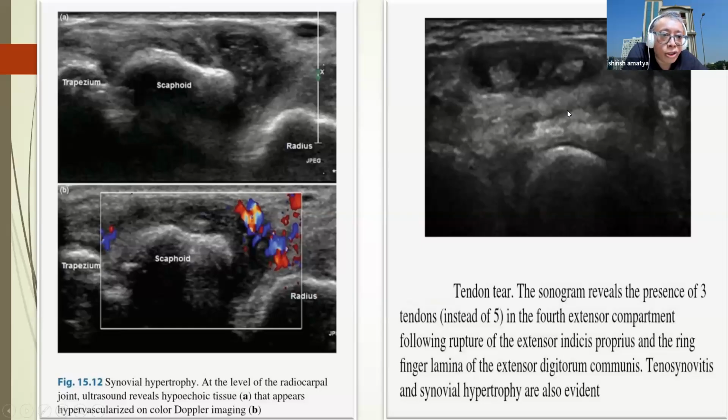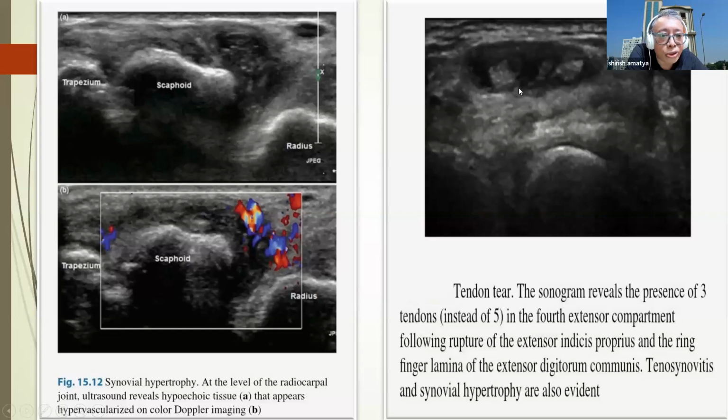So on the right side of the ultrasound picture, you can see the sonogram of the fourth dorsal compartment. As Sir has said, there are 5 tendons in the fourth dorsal compartment, but here you can see only 3 tendons, and there is marked fluid inside the fourth compartment. This basically shows that there is a rupture in the extensor tendon, as well as tenosynovitis, which is also a common feature of rheumatoid arthritis.